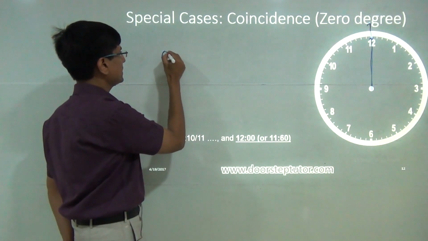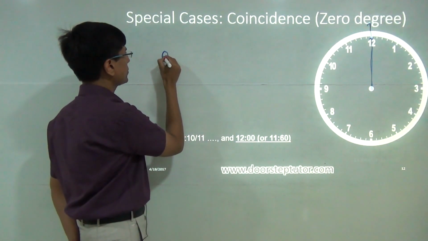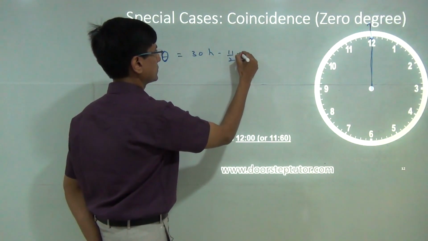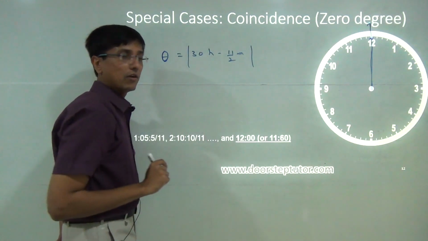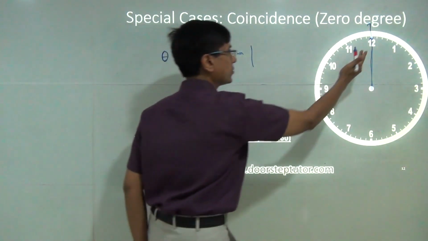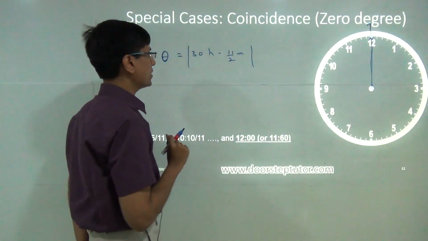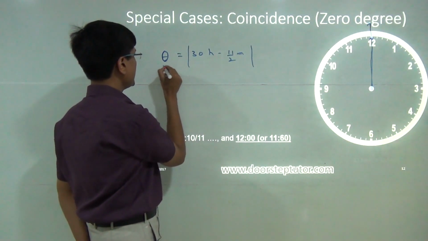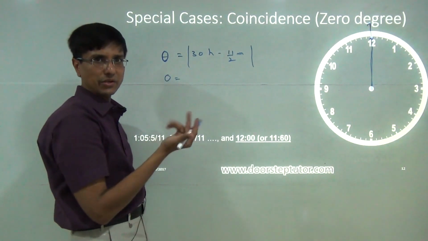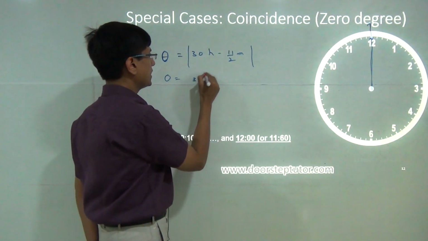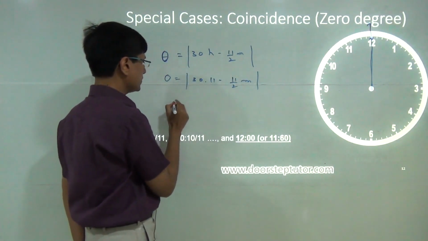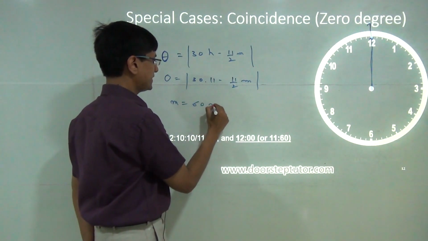So let's say that I want to find out when such a case would happen at 11 o'clock, when the hands would be together at 11 o'clock. I want to find that out. Theta is nothing but 0 degrees. I can remove the absolute value sign. I don't have to put plus minus 0 because it's nonsensical. 30h becomes 30 into 11 minus 11 by 2 m. If you calculate and solve, you will get m as 60 minutes.